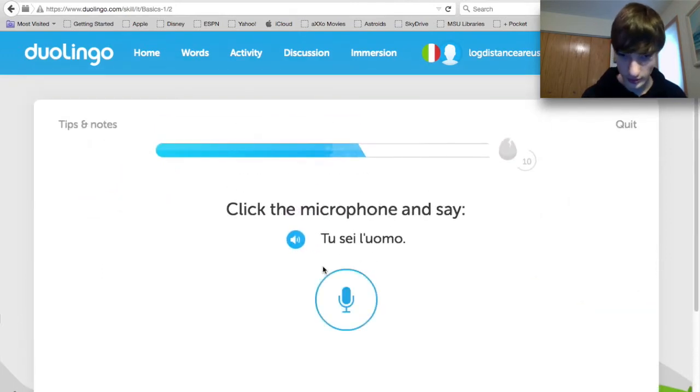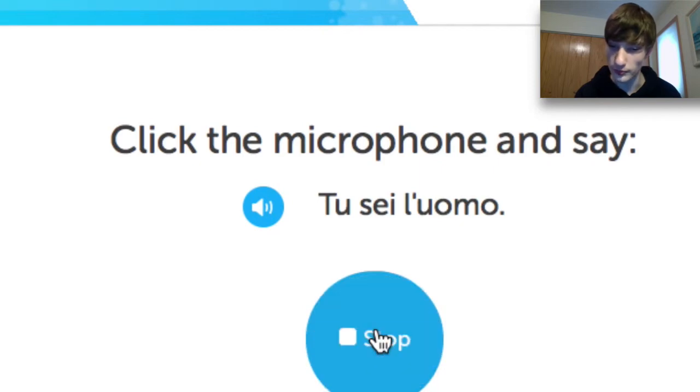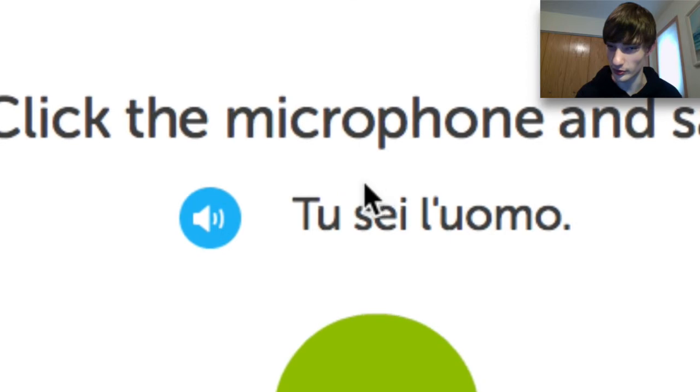Tu sei l'uomo. I think I figured out, because I thought in the last lesson, il was for masculine nouns. I think if the noun starts with a consonant, like ragazzo, which starts with an R, then it's il. If it starts with a vowel, like uomo, with a U, then it's just the L with the apostrophe. So, tu sei l'uomo. Oh yeah, I even said I wasn't going to say the tu there, was I? I'm going to say "sei l'uomo" because you don't need the tu.